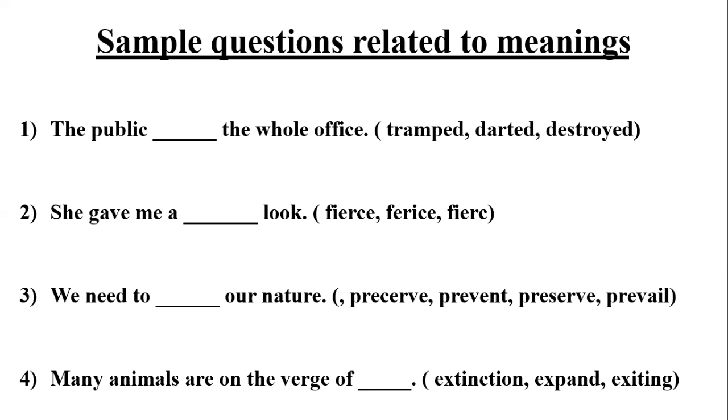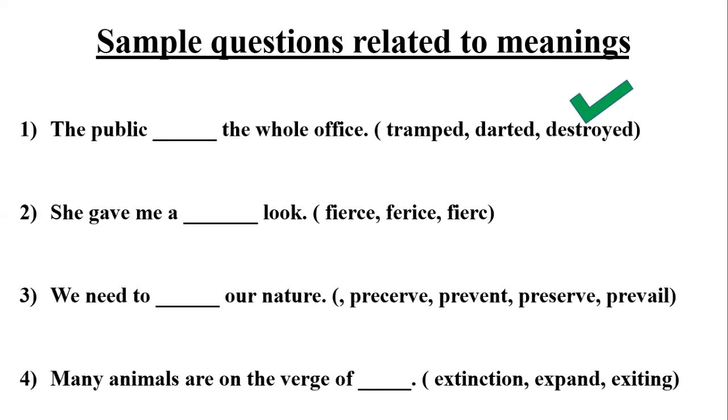So the public dash the whole office. Now I've given certain words in the bracket like trammed, darted, destroyed. So if you know the meanings to differentiate these ones, you will be able to select the correct answer. So tramp means what? Is it matching? It doesn't match, right? Darted is running quickly. He just escaped. So that also doesn't fit. Destroyed is demolish. So the public dashed the whole office. In this sentence, which is the apt word out of the three? Destroyed. Okay, so the public destroyed the whole office. Okay, understood? This is how you need to select the answers.